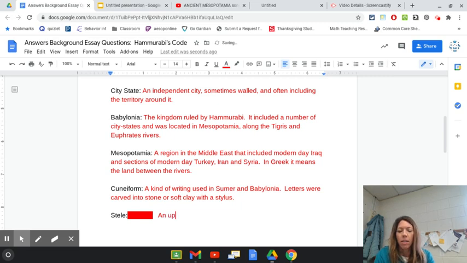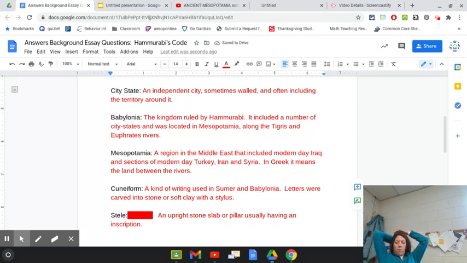An upright stone slab or pillar, usually having an inscription. There we go. Okay, so now we have that down, and you guys can get all your answers perfect and use those as you need to moving forward.